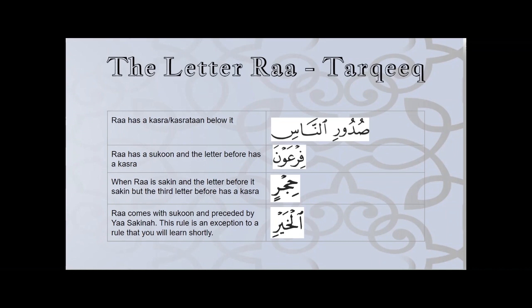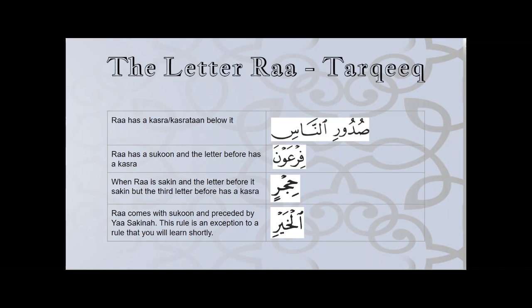And that golden rule should get you through like 85% of the Quran. Most of the letters in the Quran, the letter ra, it follows that golden rule. So if you just follow that rule, you will be okay. But as we are delving deep, we do need to discover all the details. So let's get into it.